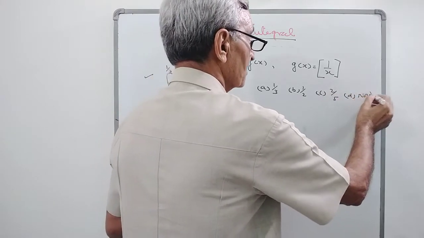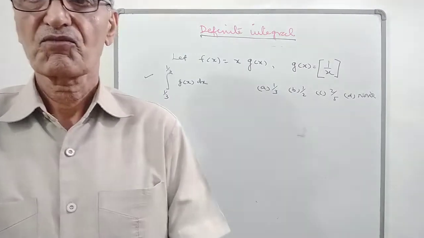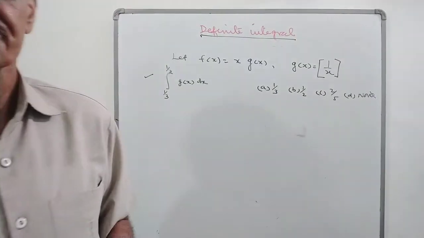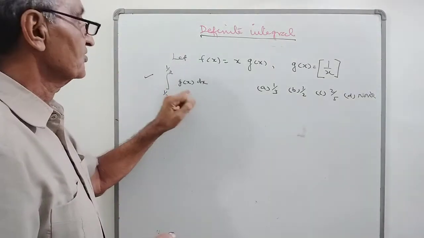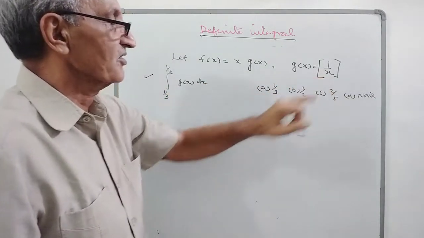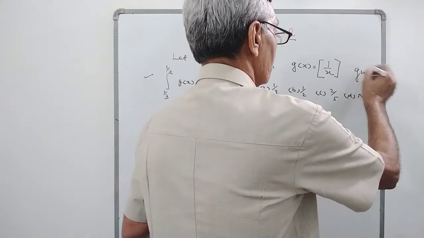This question was asked in the NDA in 2016. Okay, let gx be the greatest integer function, the gent function. This is called the greatest integer function.